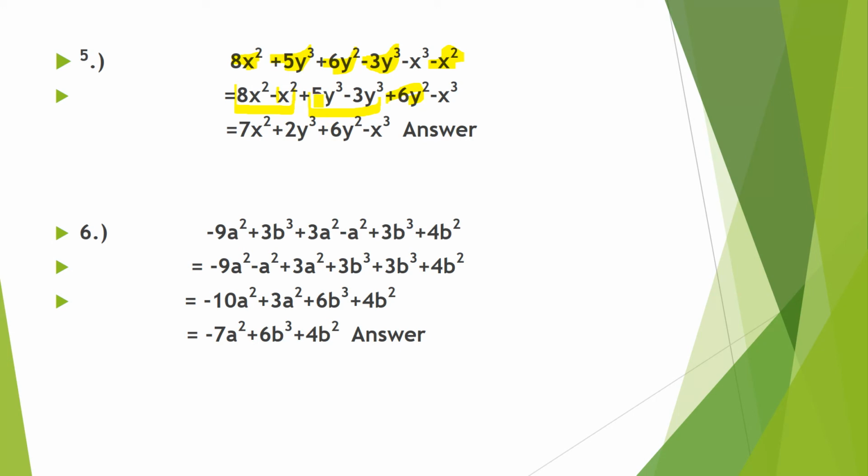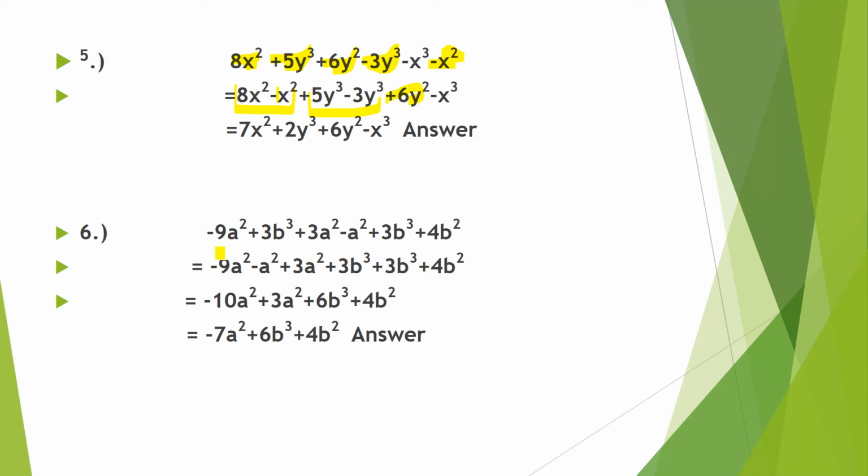But what sign will come up? Whatever, 5 is bigger than 3. So plus 2, it has plus. So 2y cube. Plus 6y square, it does not have anything more here is square. So we will write down as it is. This is as it is. So this is the answer.